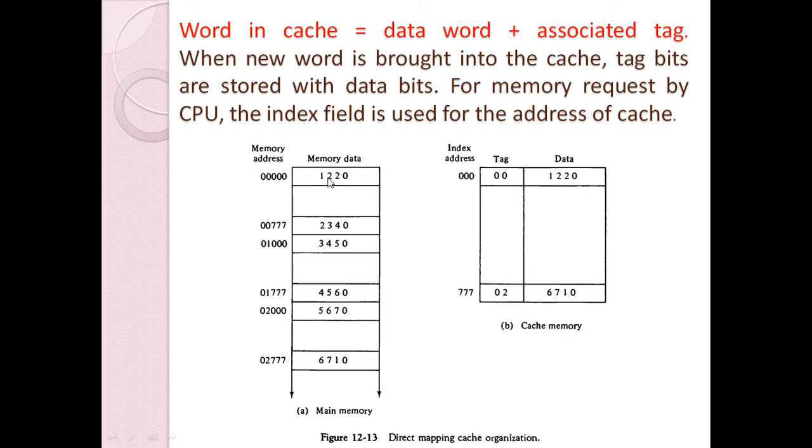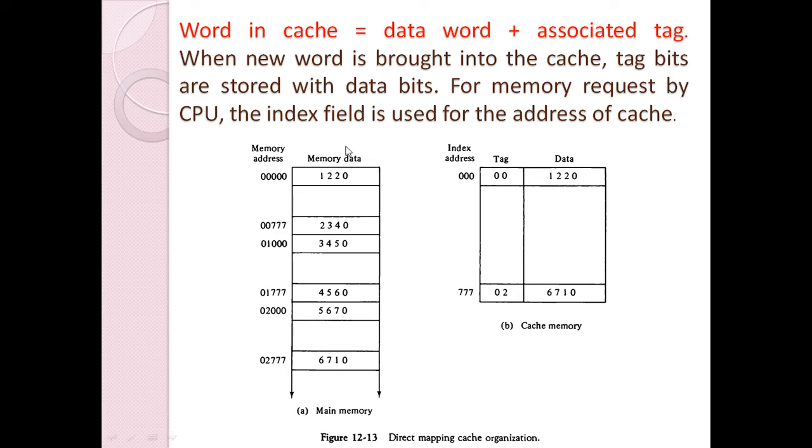So if the CPU demands this address, these 9 bits, these 3 digits of octal, this is the index part. That index will act as the address of cache memory. So here this is 000. This is the index of the cache memory, and this 00 is acting as the tag. So that tag becomes part of the data of this cache memory.